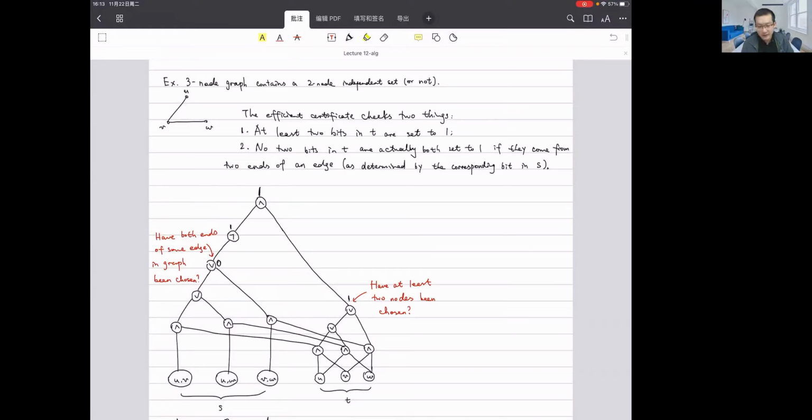So we correspondingly construct a circuit that has two parts. For the first part, we need to understand whether at least two nodes in T are set to 1 or not. This is the question for this part of the circuit. The other part is whether two bits in T are both set to 1 if they come from the two ends of the same edge. So for this part, we want a negative answer.